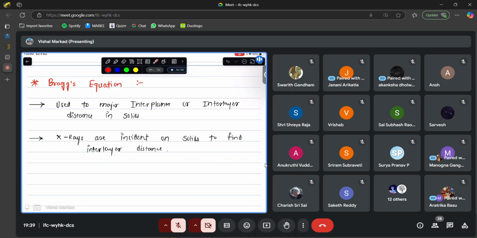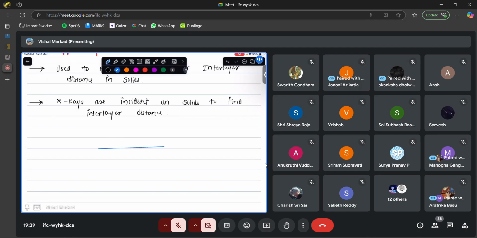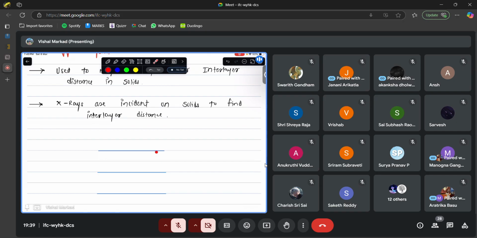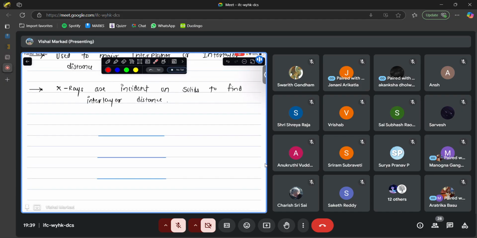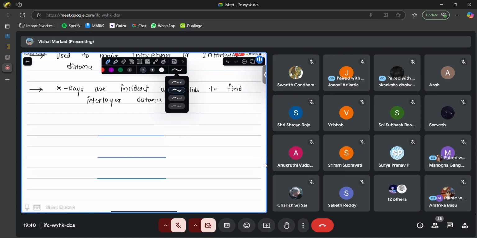When we have solids, they are arranged in layers. First layer will be there, then second layer, then third layer, like layers in a solid. Now what is the use of Bragg's equation? It is used to find out how much distance is present between two layers. I think you might have studied this in physics also, na? Yes, sir. But we didn't go into detail though. Okay, no problem. Now look here.